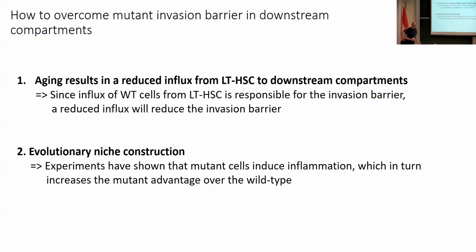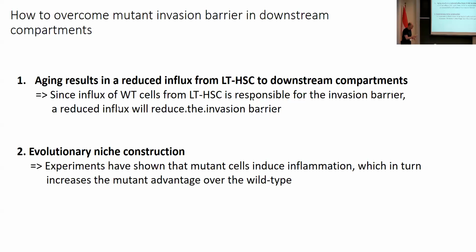Okay, so we've established using this model that there's an invasion barrier. It's difficult. The hematopoietic system has an intrinsic resilience to mutant invasion. It's either very unlikely to produce the mutant and then it invades very slowly if it happens in the long-term stem cell, or in the downstream compartment it becomes more likely to produce the mutant, but there's this massive invasion barrier. So how can we get the mutants to take off?